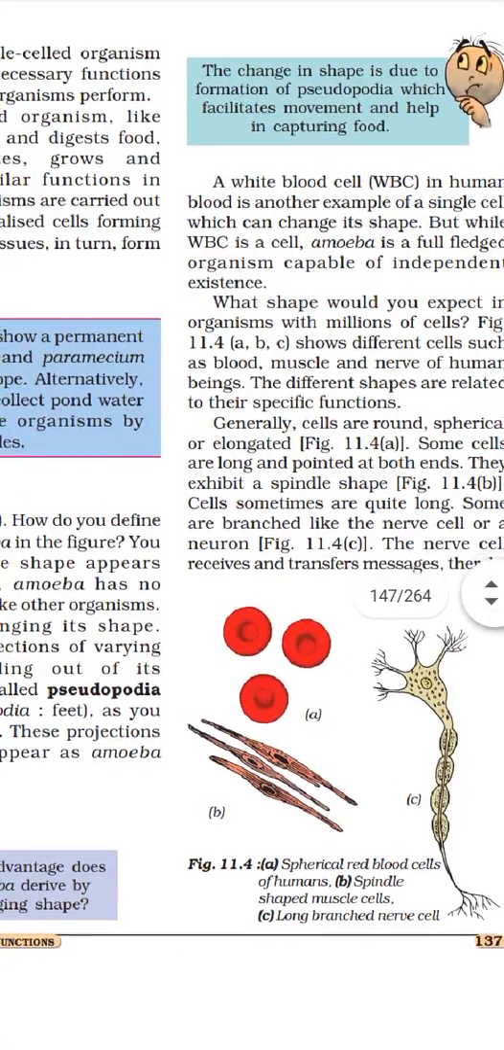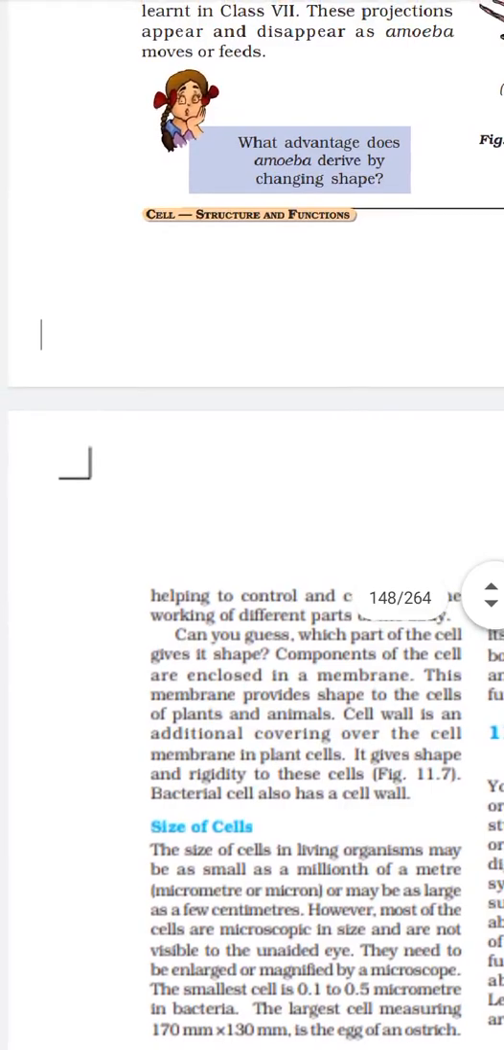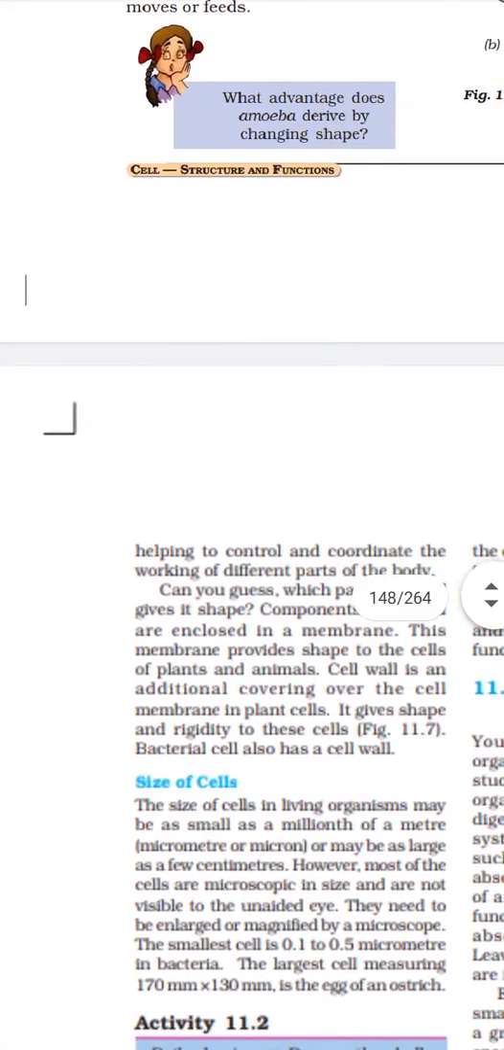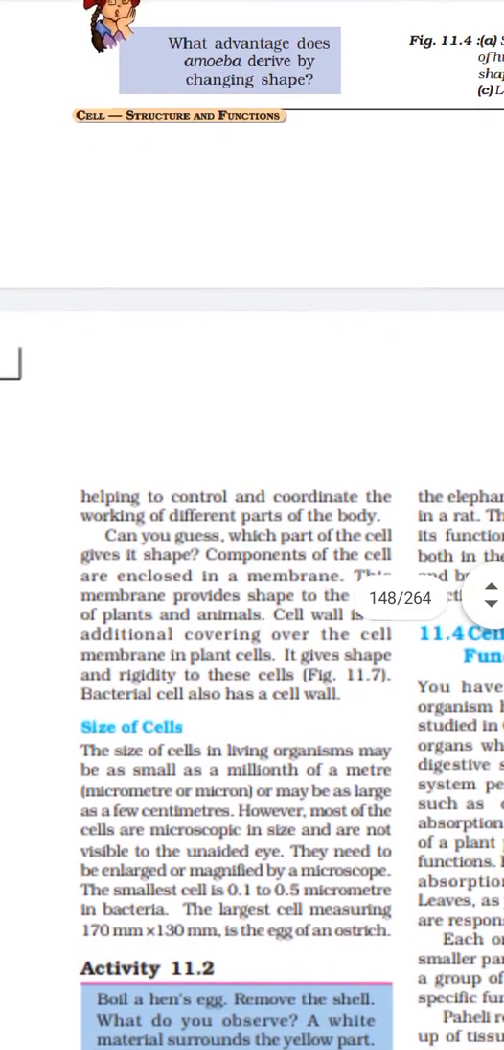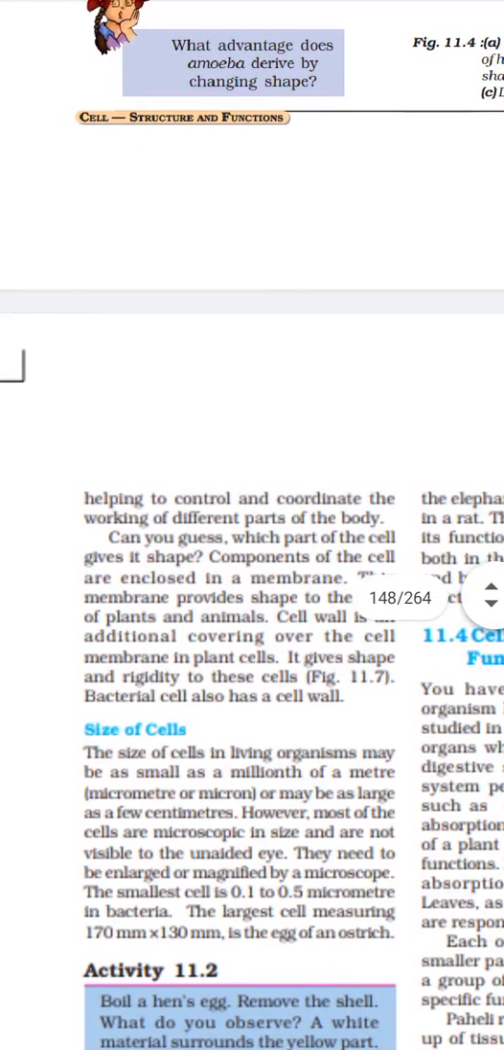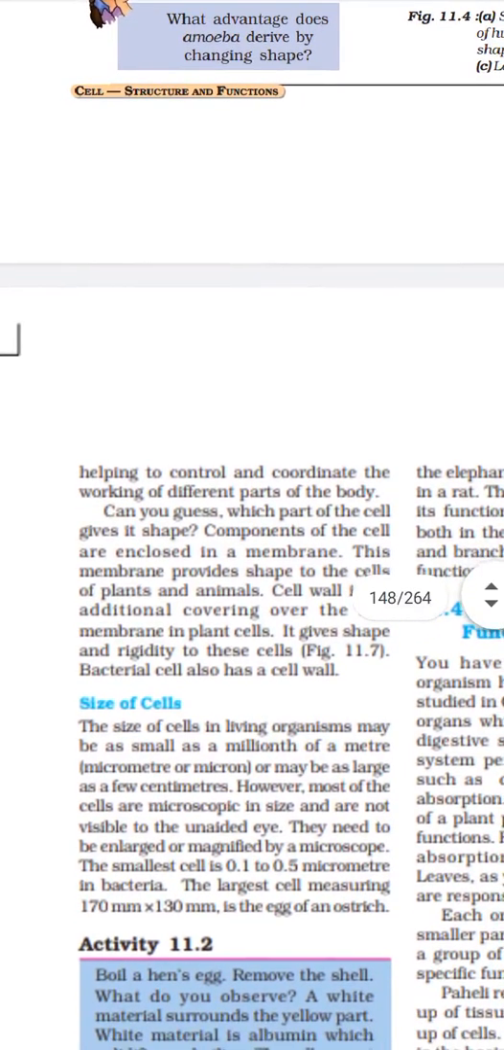The nerve cell receives and transfers the message, thereby helping to control and coordinate the working of different parts of the body. Can you guess which part of the cell gives its shape? The components of cell are enclosed in a membrane. This membrane provides shape to the plants and animals.